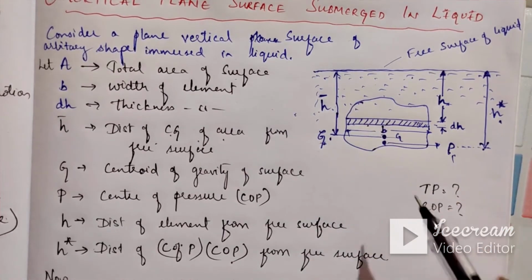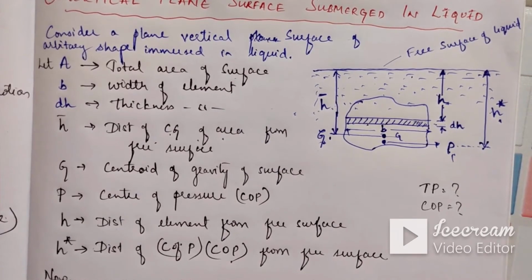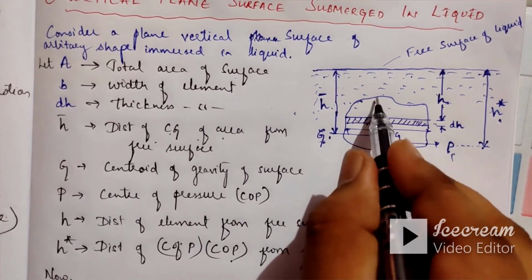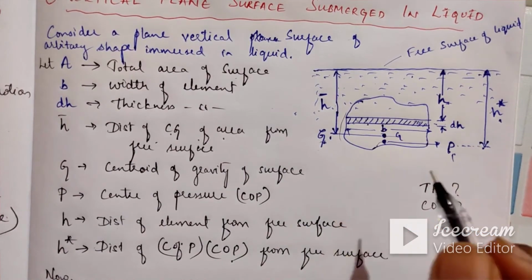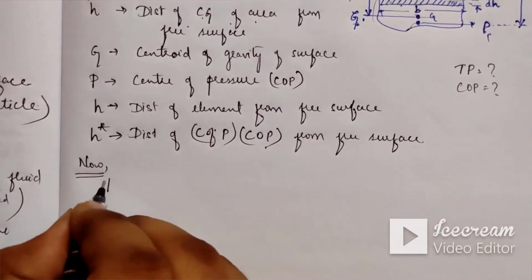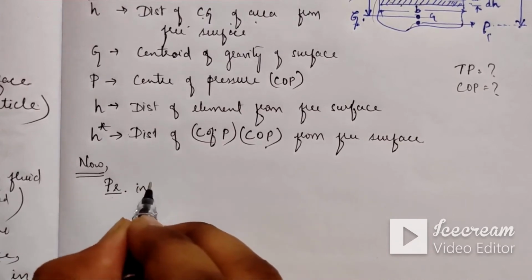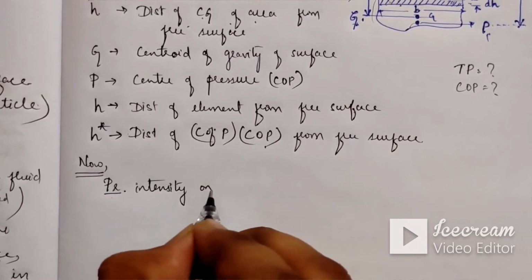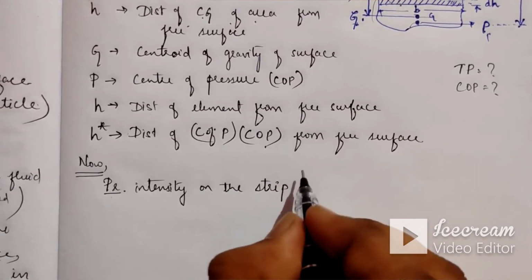So if we calculate pressure on one element, it's just the pressure intensity on that strip. If we take that pressure intensity and integrate it over this whole area, what we are getting is nothing but the total pressure. Okay. Now what we have to do? We have to find the pressure intensity on the strip. You write it fully: pressure intensity on the strip or element.